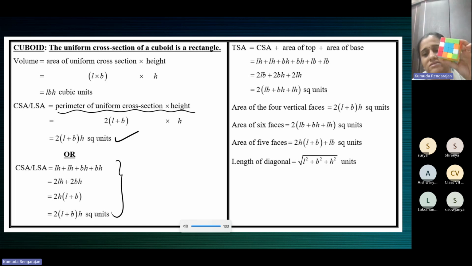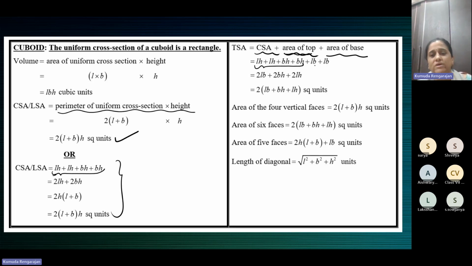The OR part is calculating the area of the faces separately and finding their sum to find the curved surface area or the lateral surface area. Okay, so the total surface area will be all the 6 faces. So CSA plus area of top plus area of the base. So I've again written, how do you find that CSA? This one is CSA, right? So I've written the same thing here. You can see that here.